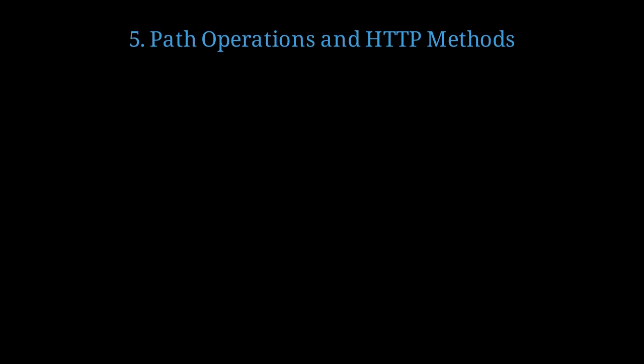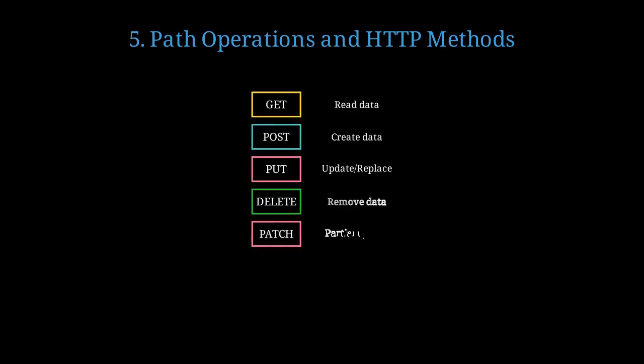FastAPI supports all standard HTTP methods for different operations. Get retrieves data, post creates new resources, put updates or replaces, delete removes data, and patch performs partial updates. These HTTP methods map directly to CRUD operations: create, read, update, and delete.